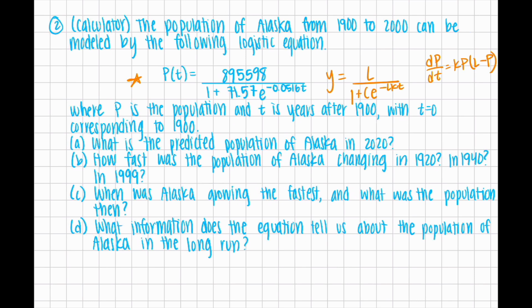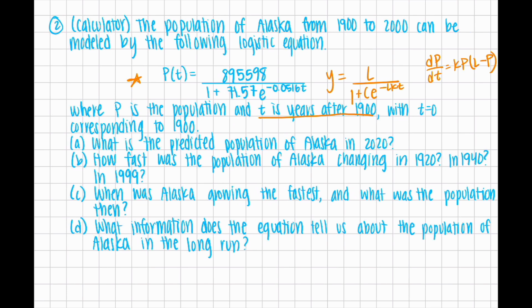So we may be using one or both of these two equations. It says where P is the population and T is years after 1900. So that's going to be important, with T equal to 0 corresponding to 1900.